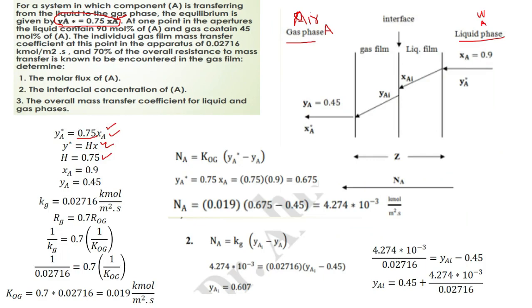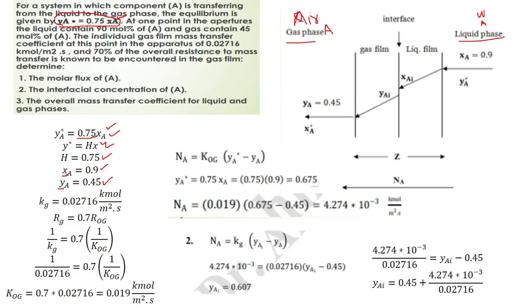At one point in the apparatus, the liquid contains 90% A. So XA is 0.9, and the gas contains 45% of A. YA is 0.45. Always remember, the mole fraction of the gas phase is represented by Y, while the mole fraction of liquid phase is represented by X.